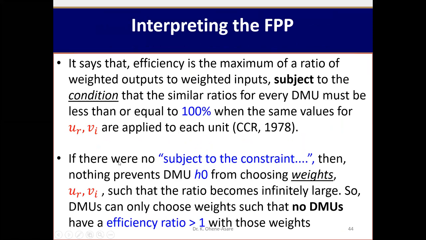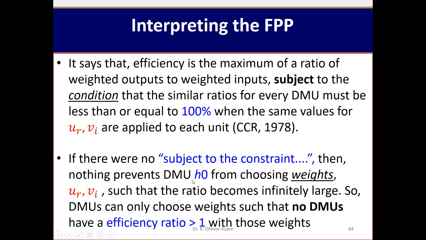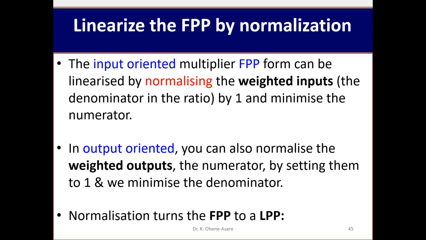If there were no subject to constraint, what would happen? Then nothing prevents the DMU from choosing any weight it likes, and the ratio becomes so big and so large. So we are limiting the higher values to be up to 100%. So DMUs can only choose weights such that no DMU has an efficiency score greater than 1 with those weights. So this is a linearization.